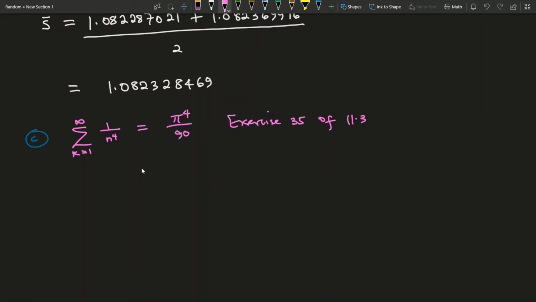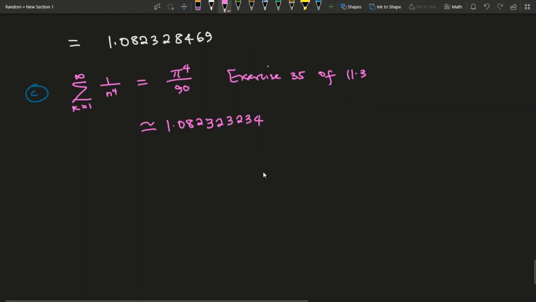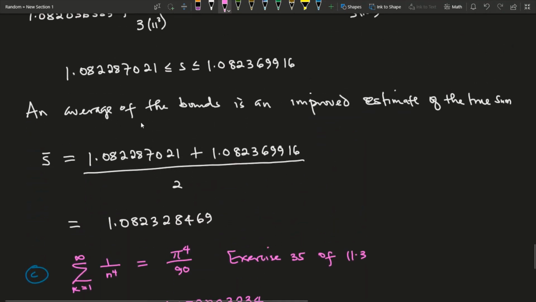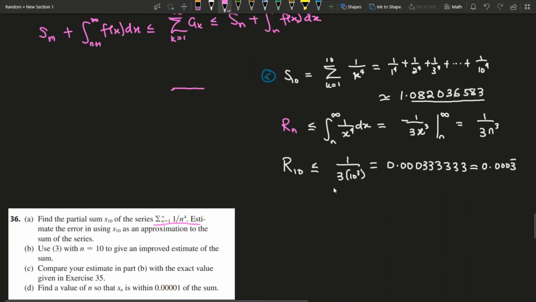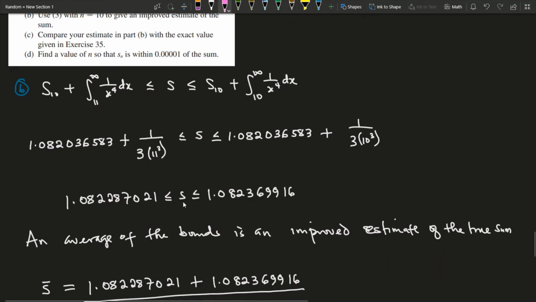So, if you work this out using a calculator, you get an approximation. It's approximately 1.082323234. So let's see how good we have done using the average of the bounds and also the first 10 terms.